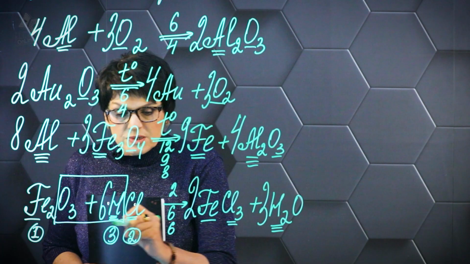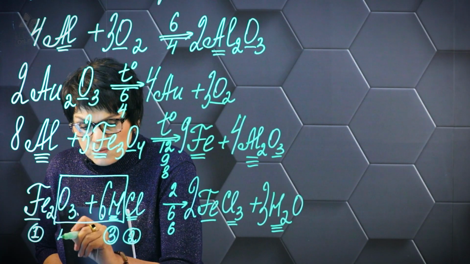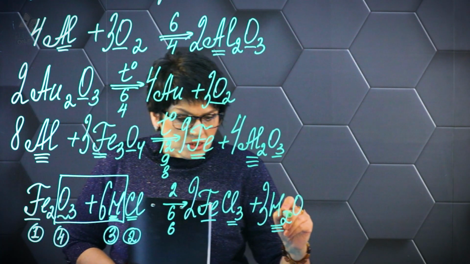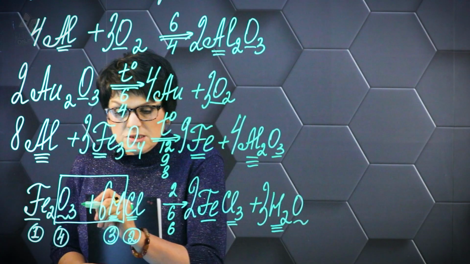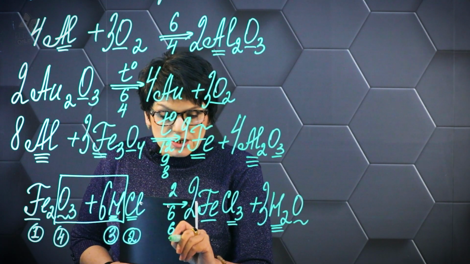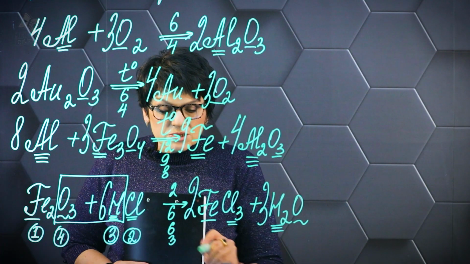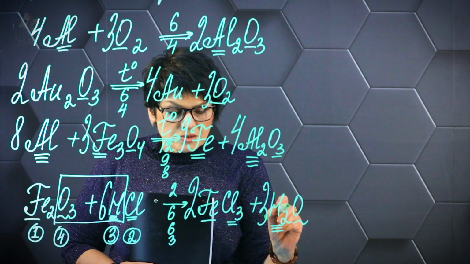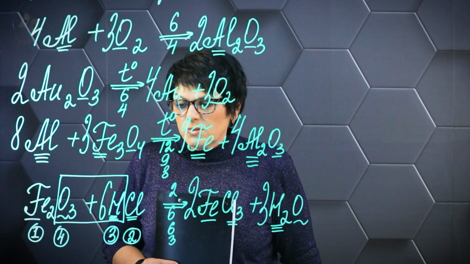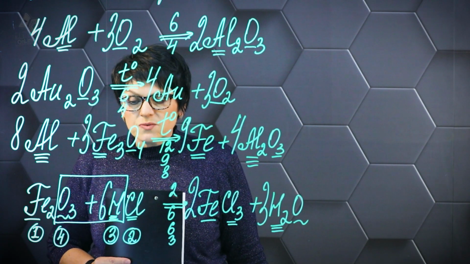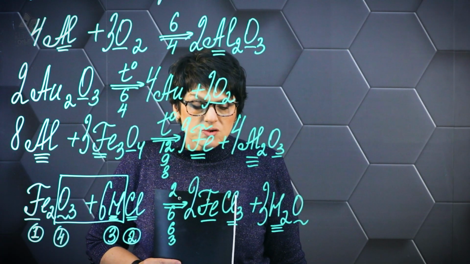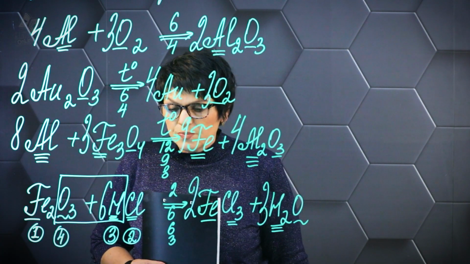Now we just need to check the oxygen. He's our fourth in line. Alright, let's underline it with a wavy line. And then there are 3 oxygens on the left side, and as we can see, there are also 3 on the right side. However, we have 3 oxygens on both the left and right sides. So the equation is balanced. The equation can be read as Fe2O3 plus 6 HCl equals 2 FeCl3 and 3 H2O.